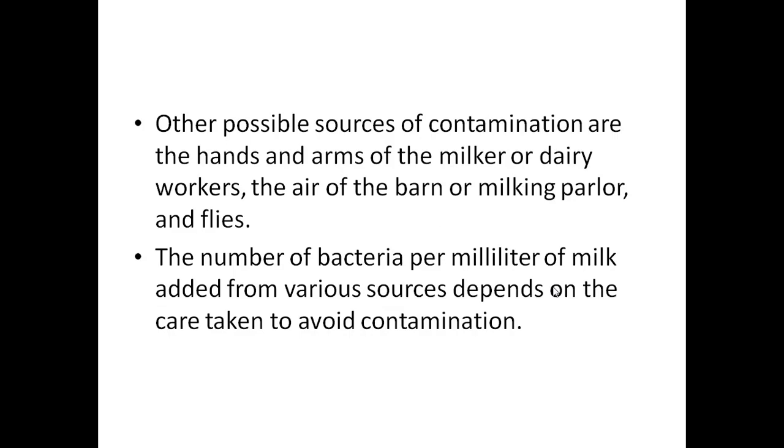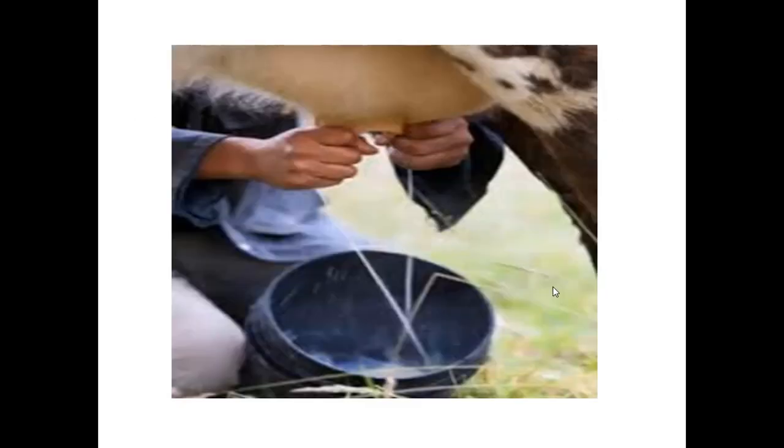Other possible sources of contamination are the hands and arms of the milker or dairy workers, the air of the barn or the milking parlor, and flies. The number of bacteria per liter of milk added from the various sources depends on the care taken to avoid contamination.